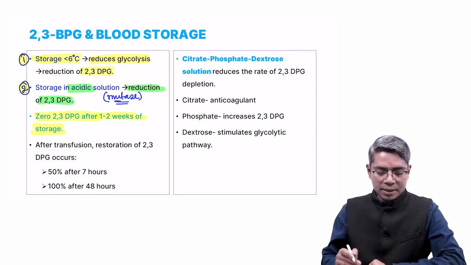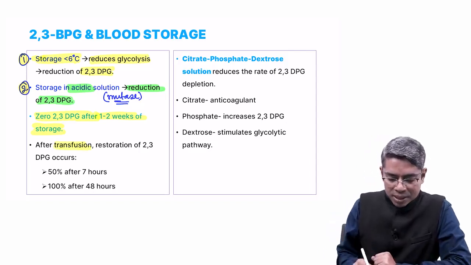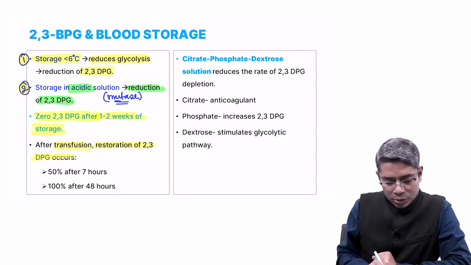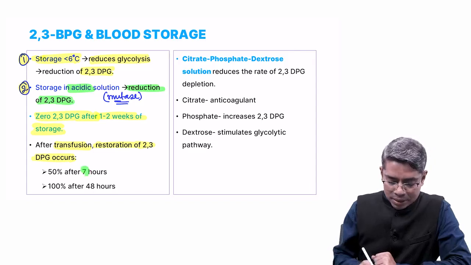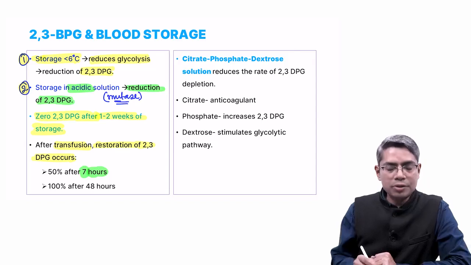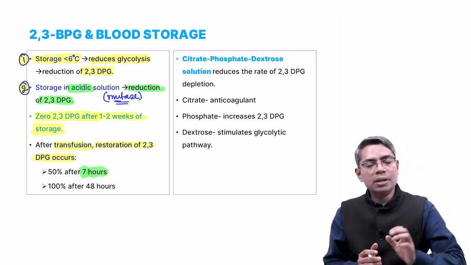Because it has been seen that after transfusion, restoration of the 2,3-DPG production will occur, but it will take some time, at least 7 hours is required for 50% restoration of the 2,3-DPG. So 7 hours is a long time.